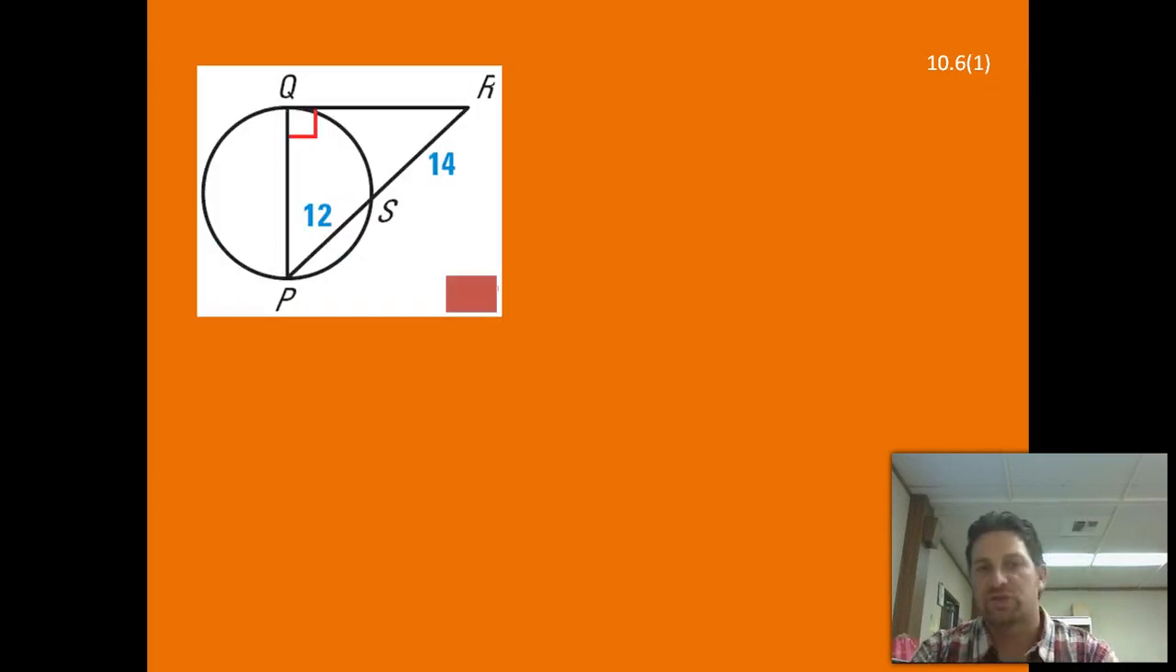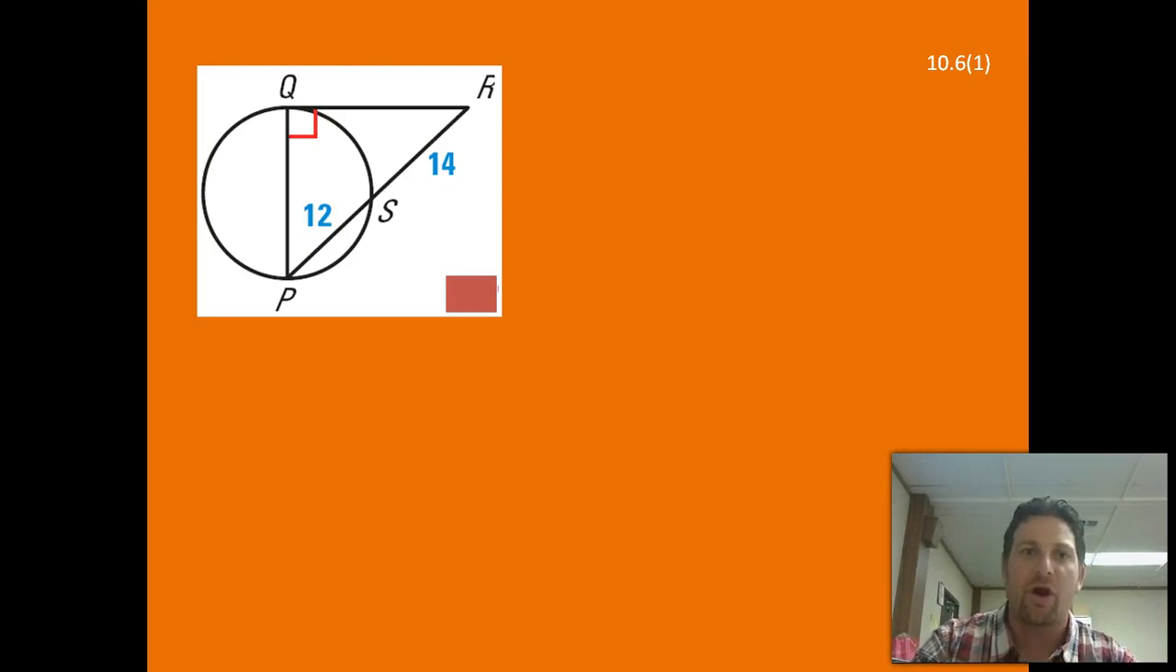Alright, and now for the last one. So on this one right here, they want you to figure out the two other sides of that right triangle there. So we want to figure out what QR is, and we want to figure out what PQ is. Okay, so now all we want to do here is start to use that tangent rule. So we're going to use the tangent and the secant rule.